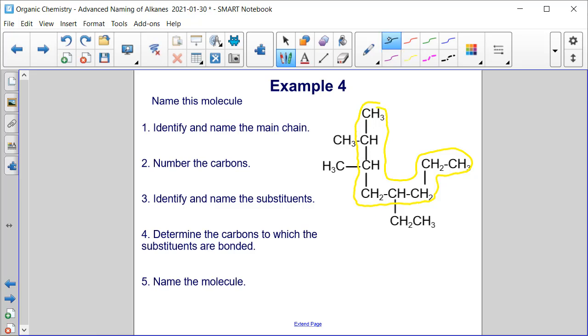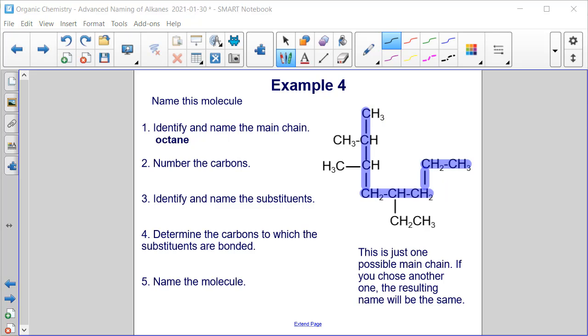It's 8 carbons long, so we will call it octane. So you see highlighted the chain that I chose. There is another, like I could have started here and said 1, 2, 3, 4, 5, 6, 7, 8. That's the same chain. If I'd started it from here, you would get the same name, okay? So as long as you find and identify the longest chain of carbons, you're in good shape.